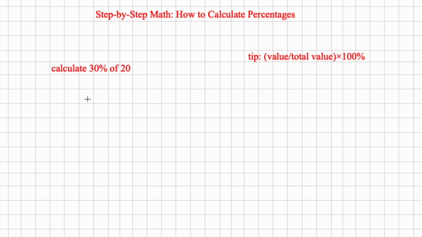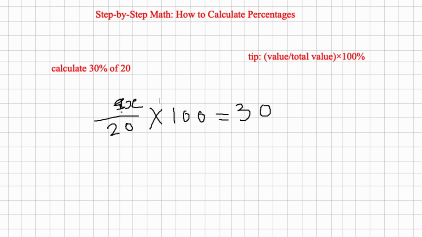So in this equation, we have been given a percentage and a total value. So it would be 20. So let's just write out the equation, and we need 30%. Okay, so we're trying to find the value here. Let's just call it x. Okay, so exactly how we're going to do it, we're going to have to reverse everything.